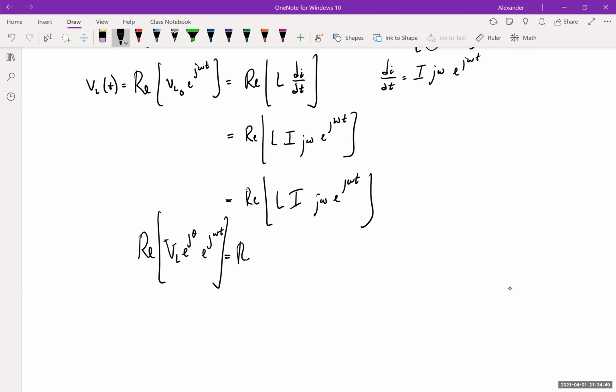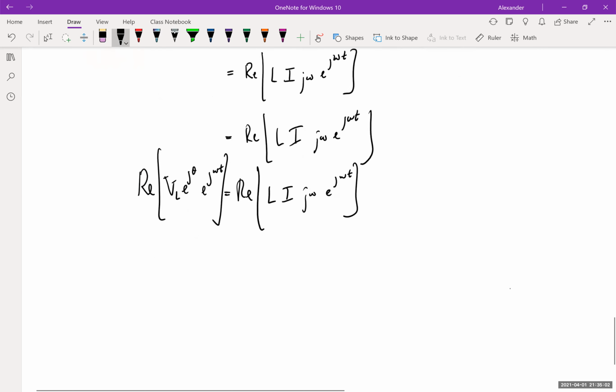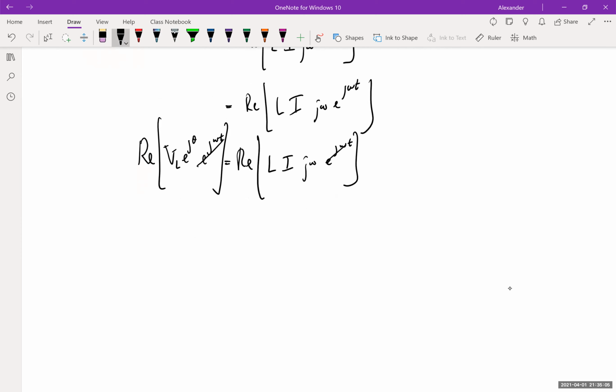All right. We've got an e to the j omega t on both sides. Let's get rid of that. The inductance is fully real. We can pull that outside the real operation. The current, however, the current should be the resistor voltage divided by the resistance.